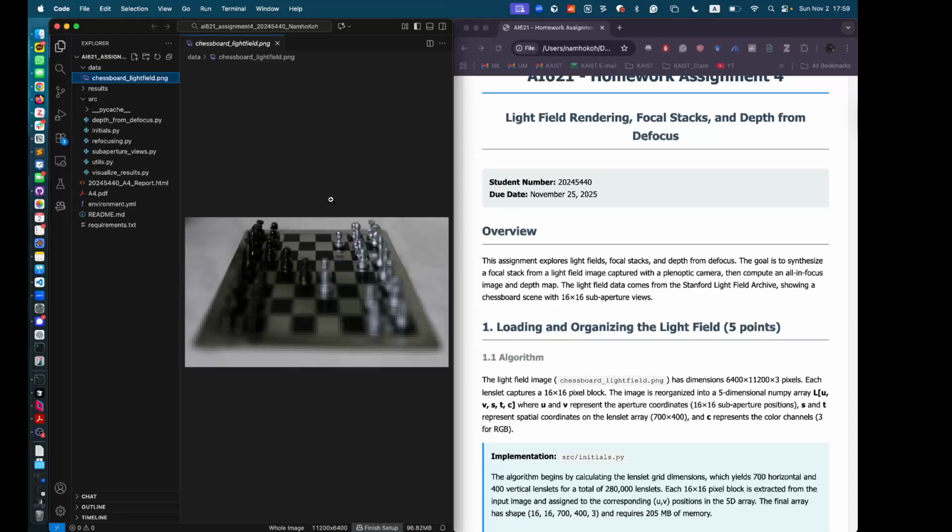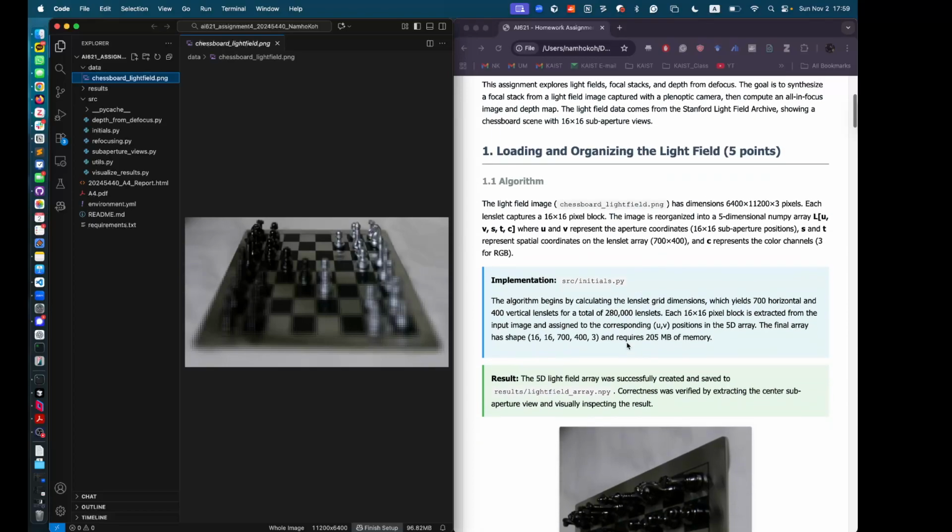So this is a chessboard stage from the Stanford Light Field Archive. The input image is 6,400 by 11,200 pixels, captured with a Plenoptic camera that has 16 by 16 lenslets, each covering a 16 by 16 pixel block. This gives us 256 different viewpoints of the same scene. Now, let me dive into the four main parts of the implementation.